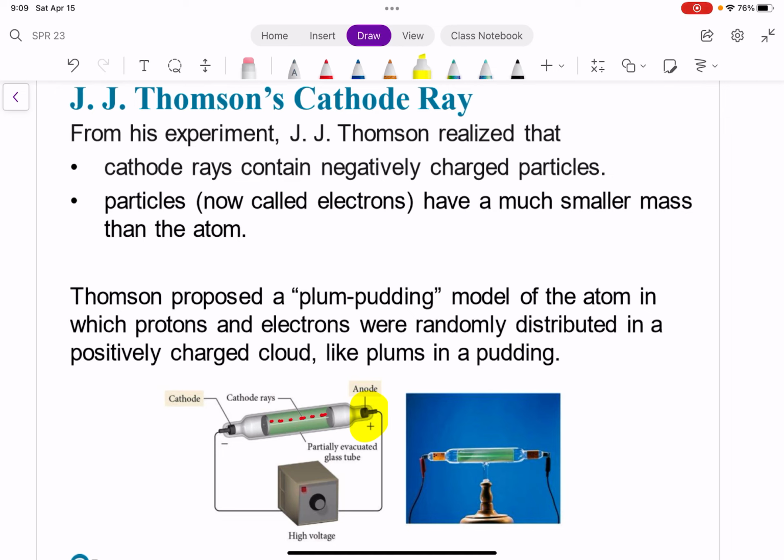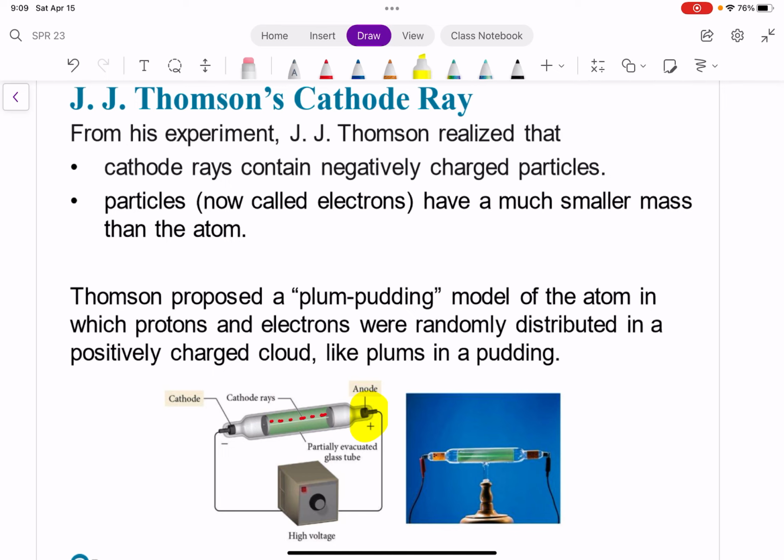He also, in a separate experiment, determined that these electrons that he discovered have a much smaller mass than the atom. So the atom is much more massive than these teeny tiny electrons.